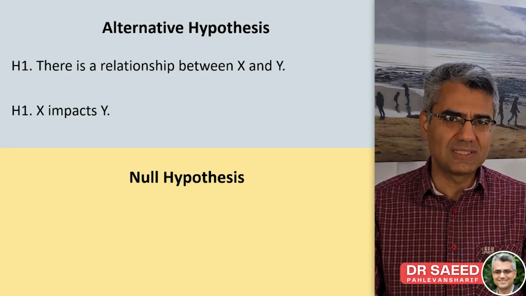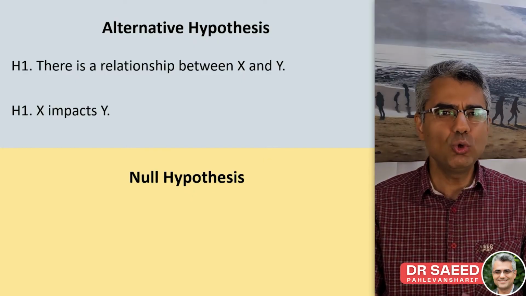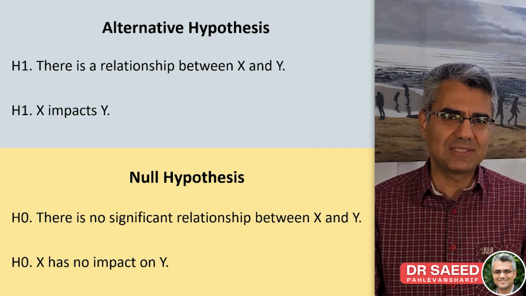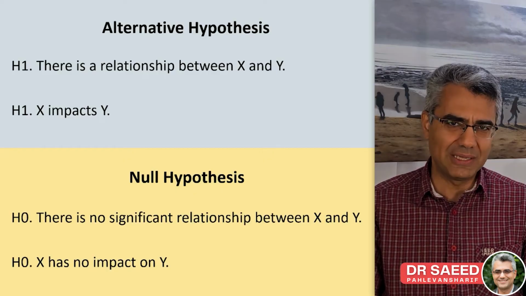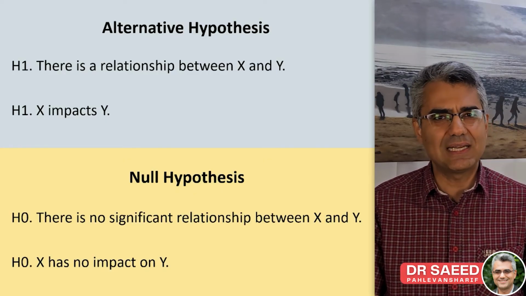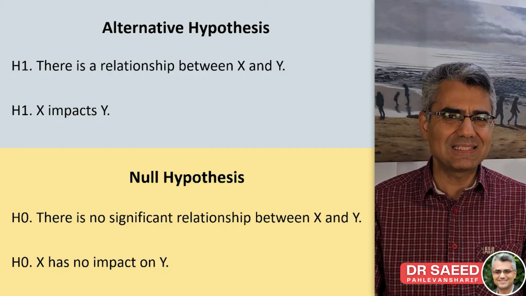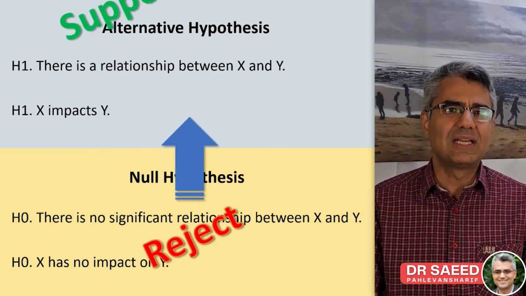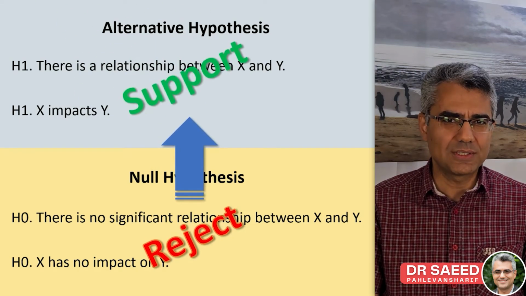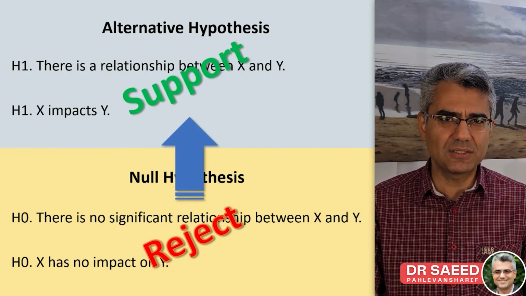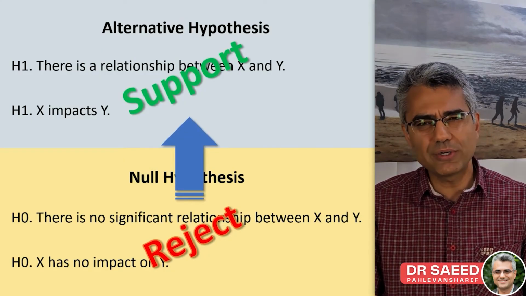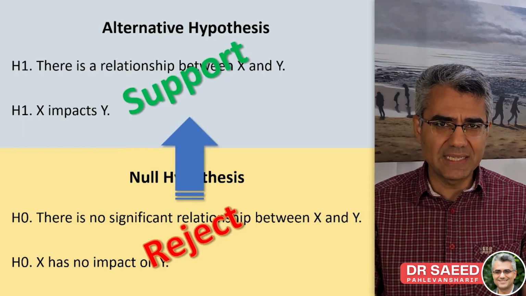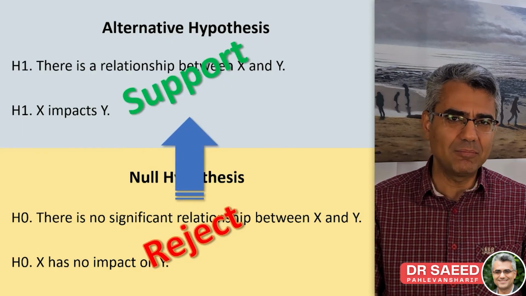So in the background, the null hypothesis states there is no significant relationship between variable x and variable y, or the null hypothesis can be there is no effect or there is no impact in the relationship between variable x and variable y. So statistical methods can test the null hypothesis, and if they reject it, this automatically supports the alternative hypothesis. In other words, if based on the data that we have, we reject the null hypothesis that there is no relationship between variable x and variable y, it automatically supports the alternative hypothesis, which is the main aim of your research.